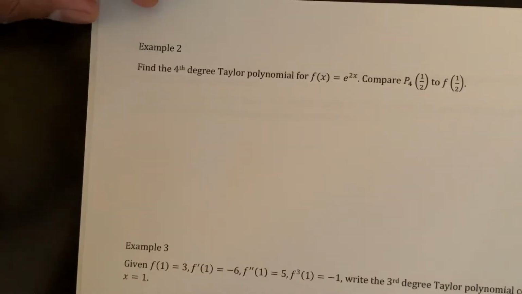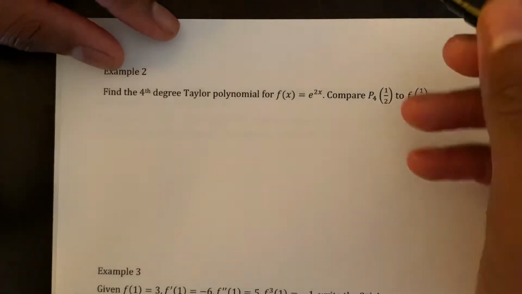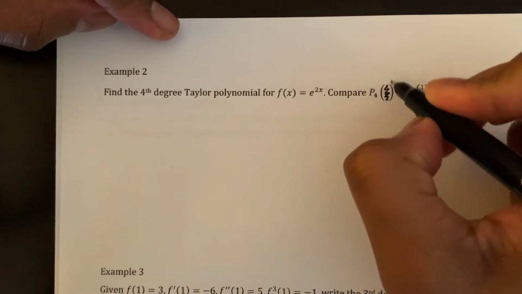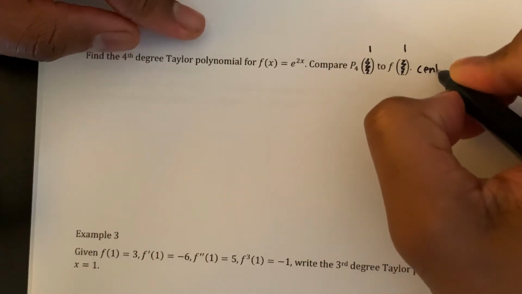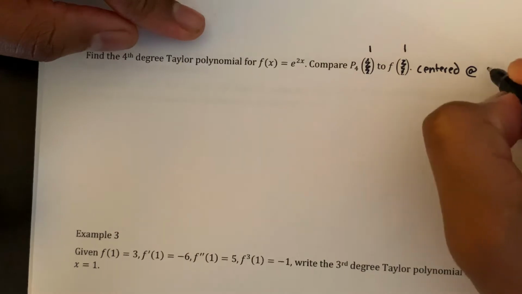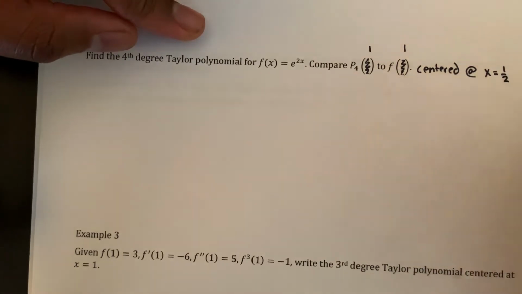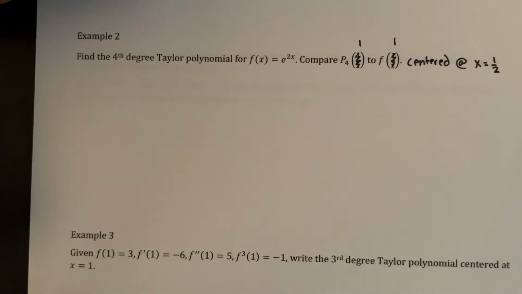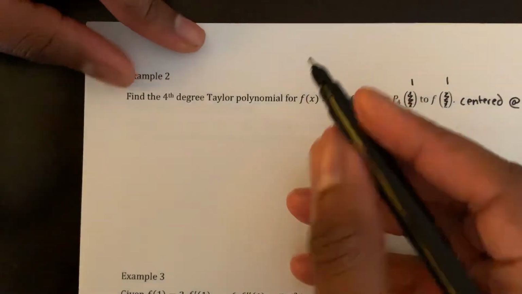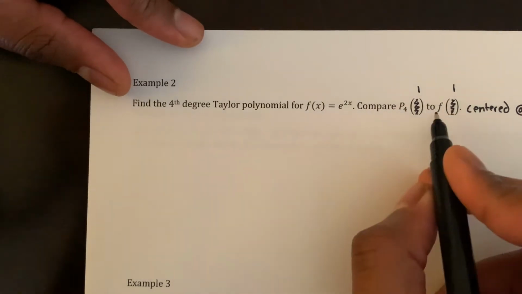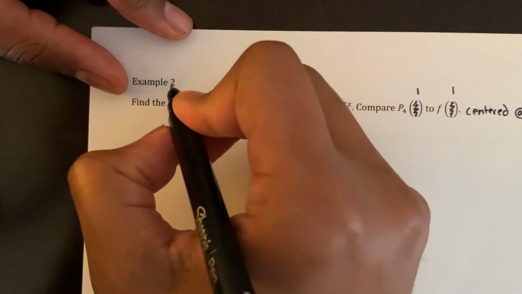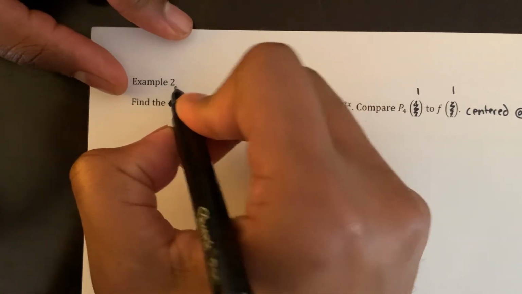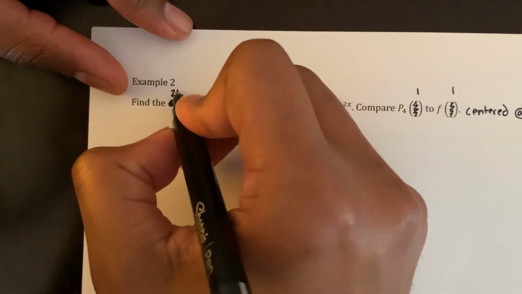For example 2, we have a fourth degree Taylor polynomial, and we want to compare P of 1 to f of 1, and we should be centered at x equals 1/2. We're going to center that at x equals 1/2, not just do P4 of a half. So if we're centering this at a half, and we're going to do fourth degree, that's going to be overkill again. It's too many terms. Let's go second degree to make this easy enough. So we're going to do second degree instead.